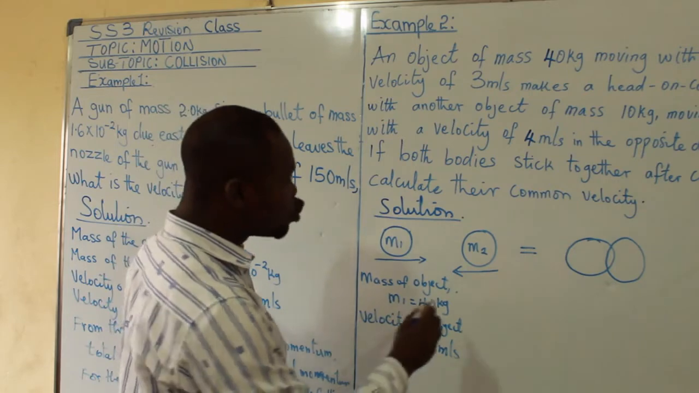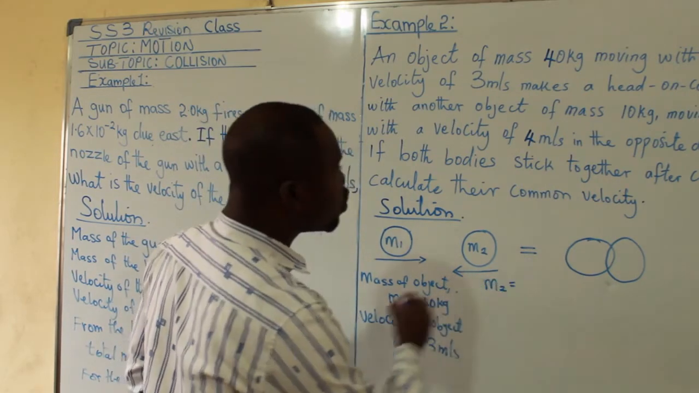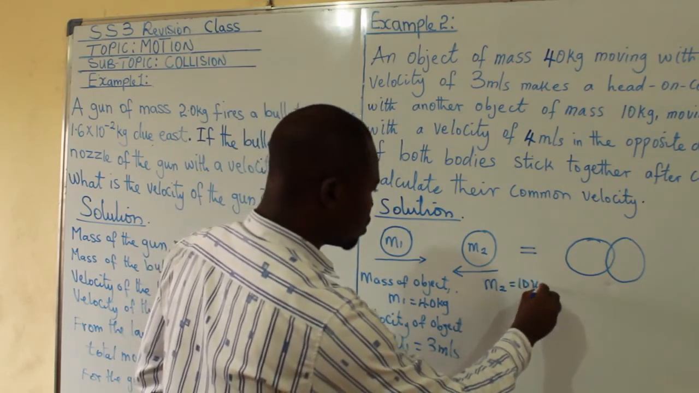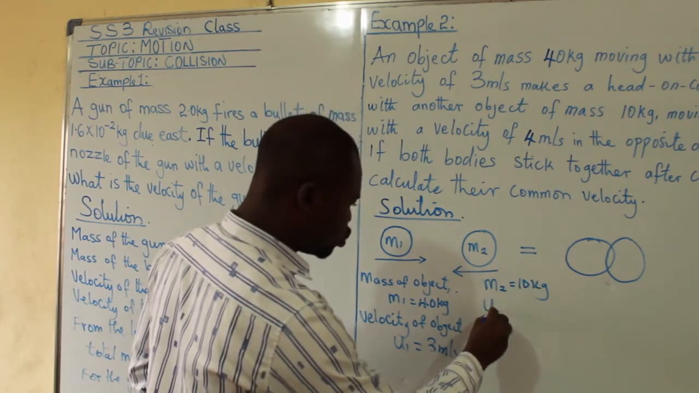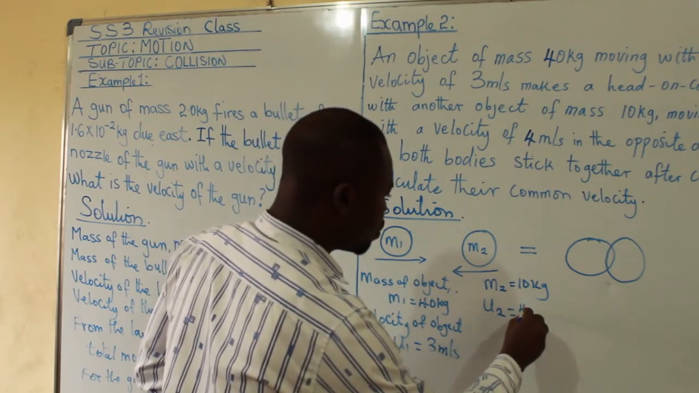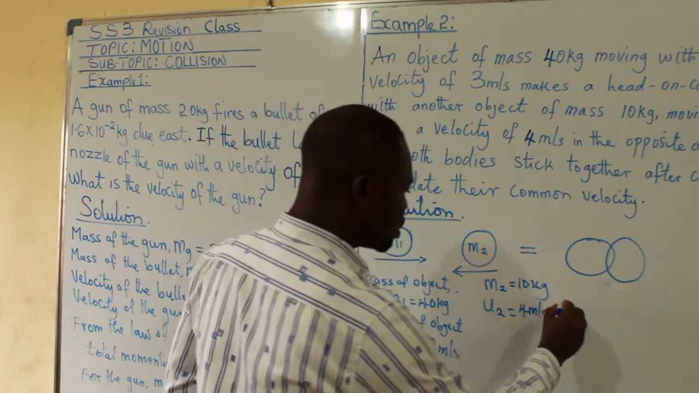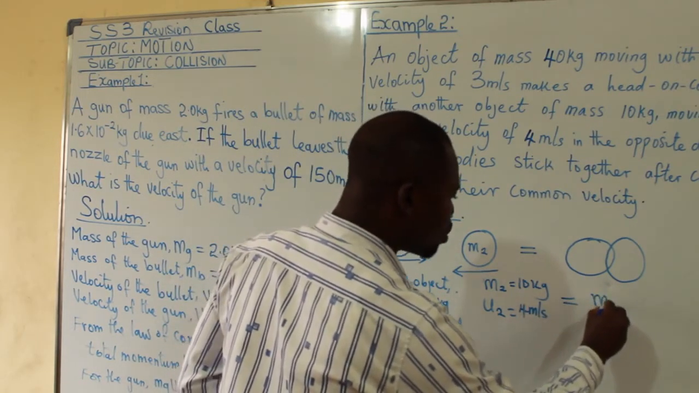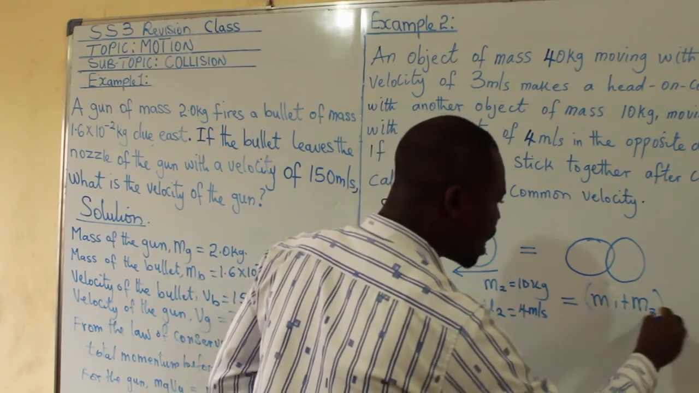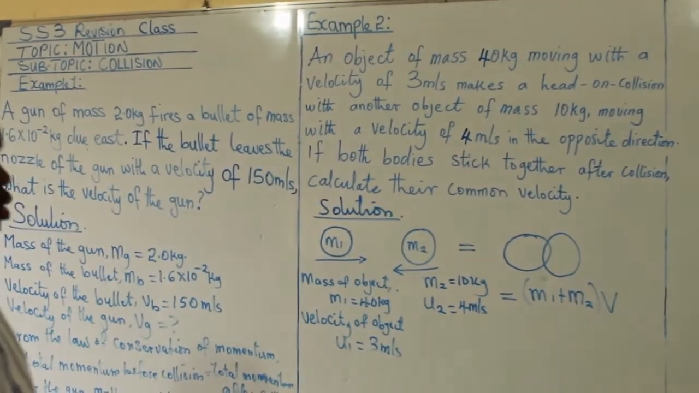Now for M2, the second object, M2 equals 10 kilograms. U2 equals 4 meters per second. So they are both joined together here. Everything will give you m1 plus m2. Then they have common velocity. So we have to calculate the common velocity.